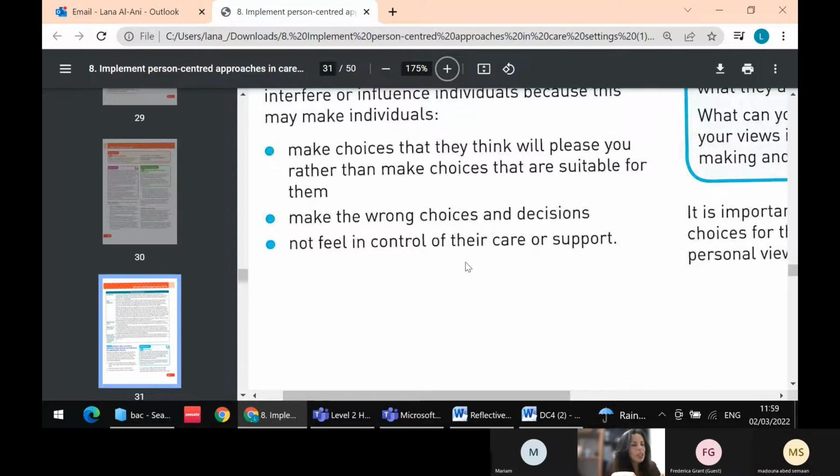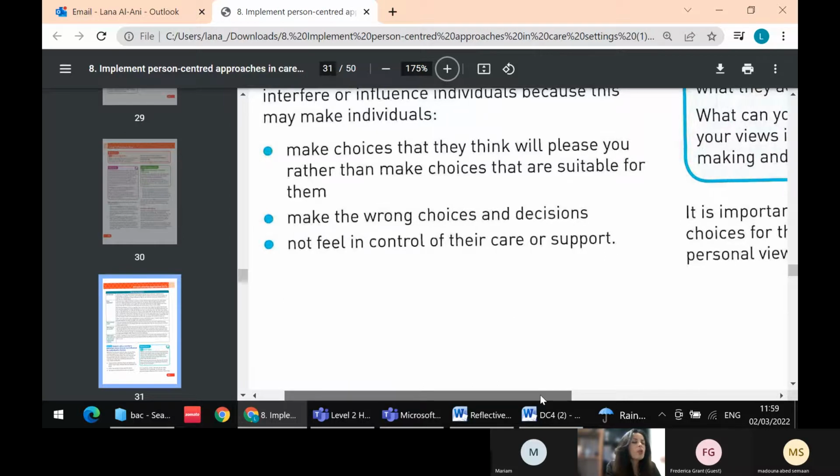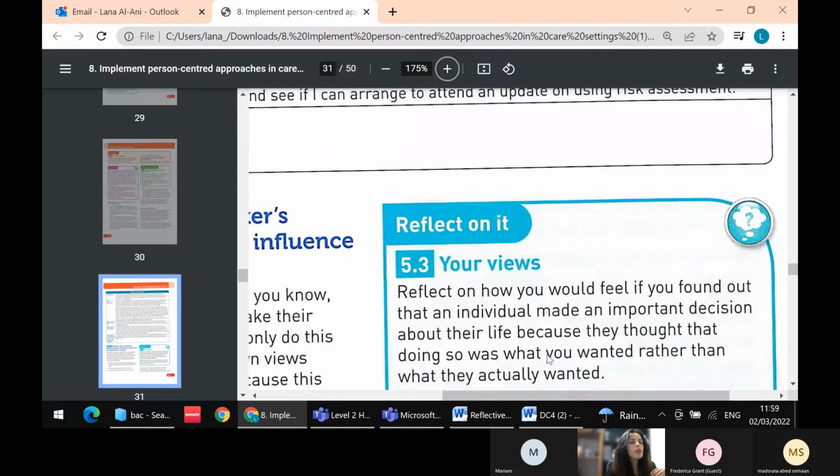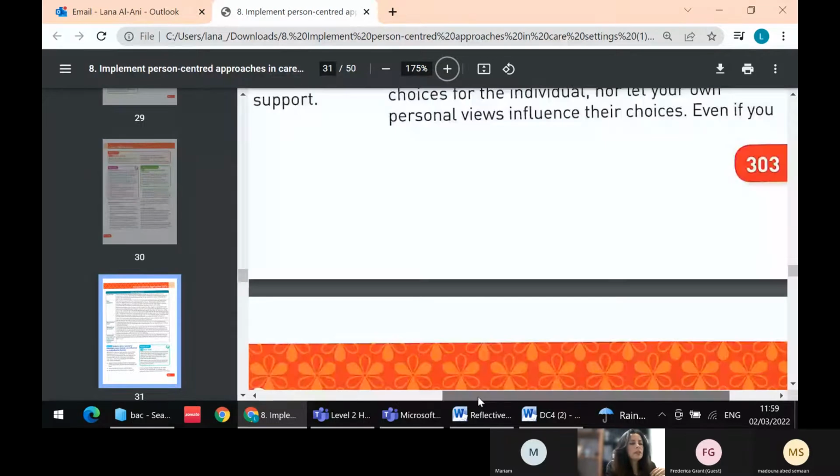if you influence your client, they will make choices to make you happy rather than something suitable for them. Also, they may make wrong choices and decisions just because of your influence. Maybe they will not feel in control of their own life, their own care, their own support, which makes them suffer later on. So it is very important to let them make their own choices.